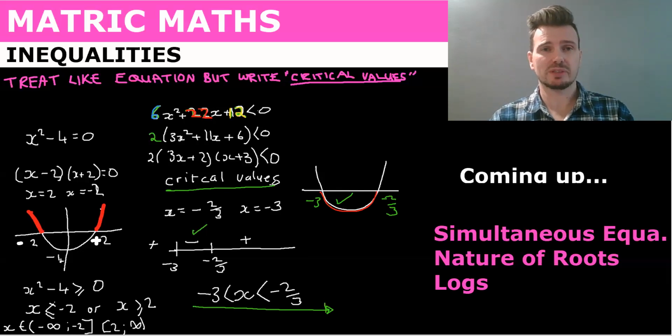Next time, I'm going to be doing simultaneous equations, because I noticed in the factorization question there was one where we could have maybe looked at some simultaneous equations, and I realized I hadn't put that in the schedule. So simultaneous equations next, and then nature of roots, and finally logs, and we should then be done for our algebra section.